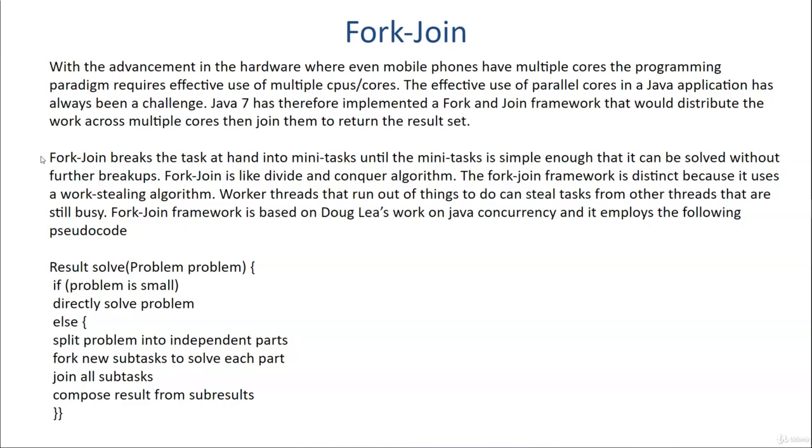Fork join framework is based on Doug Lea's work on Java concurrency, and it employs the following pseudocode. It states that if the problem is small, directly solve the problem, else split the problem into independent parts, fork new subtasks to solve each part, join all subtasks, and compose results from subresults.